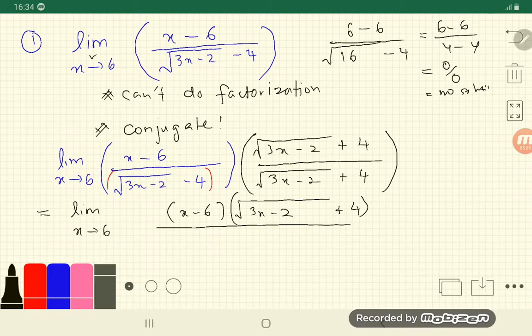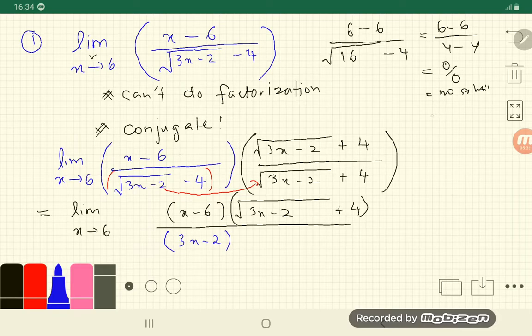Let us see what happens if we have the square root of 3x minus 2 multiplied by the square root of 3x minus 2. Basically we can eliminate that square root, so now you are going to get 3x minus 2 only. The square root has been eliminated, because if you have the square root of a multiplied by another square root of a, you get a to the power of half multiplied by a to the power of half.